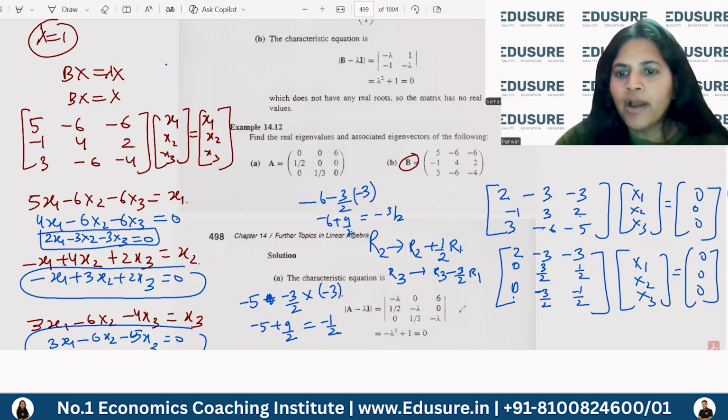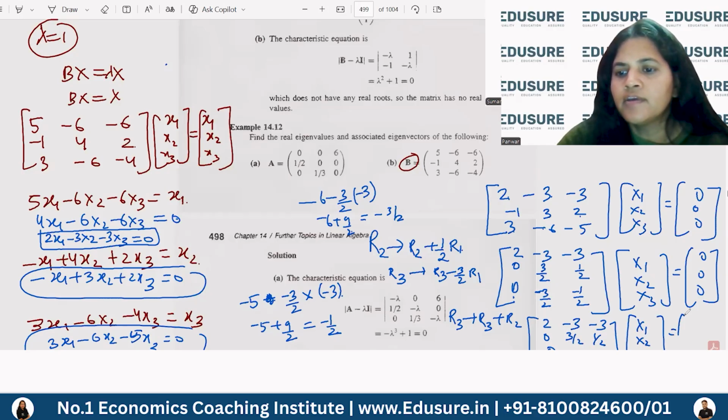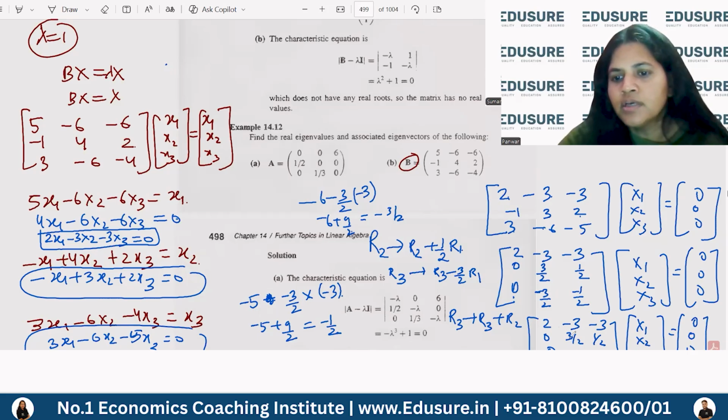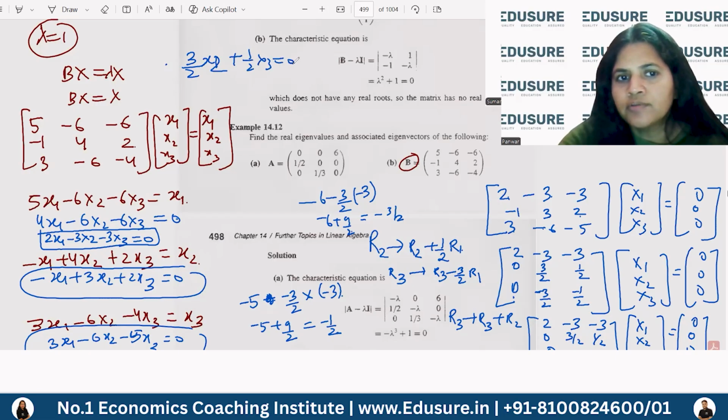Now what I can do is make R3 goes to R3 plus R2. So it will be 2, minus 3, minus 3; 0, 3 by 2, half; 0, 0, 0. x1, x2, x3 is equal to 0, 0, 0. So now I can use the second equation: 3 by 2 x2 plus half x3 is equal to 0. So 3x2 is equal to minus x3. So x3 is equal to minus 3x2.